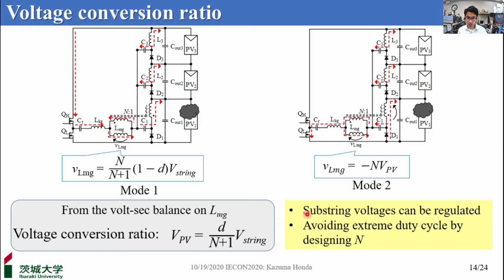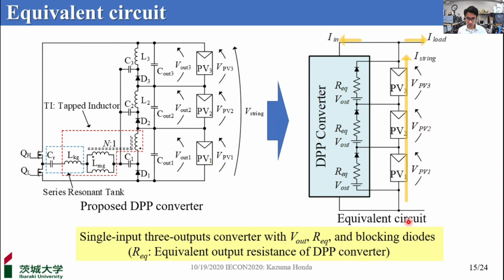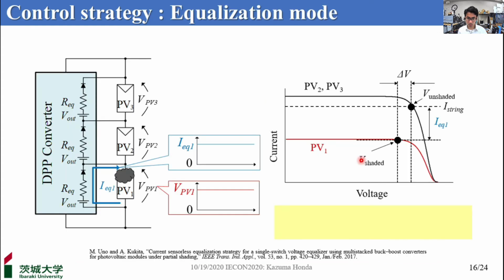This equation suggests that the voltage of the substring can be regulated by PWM control. Besides, properly designing N can avoid extreme duty. The right-hand figure is the equivalent circuit of the proposed DPP converter. The equivalent circuit can be depicted as a single input multi-output converter with output voltages Vout, equivalent output resistance REQ, and blocking diodes. Replacing Vout1 to Vout3 with Vout and D1 to D3 with blocking diodes, the equivalent circuit is derived. Next, let me talk about the control strategy.